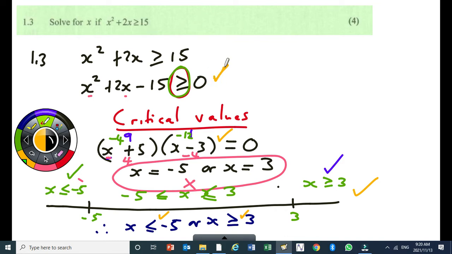Yes? So could you also write it as round bracket negative infinity, minus 5 square bracket, union, square bracket 3 and infinity? Yes. But be very careful with that, because if you make a silly mistake of using a round bracket where you're supposed to put a square bracket, your answer becomes incorrect. Square bracket is included. So be very careful whenever you're writing interval notation using the brackets.